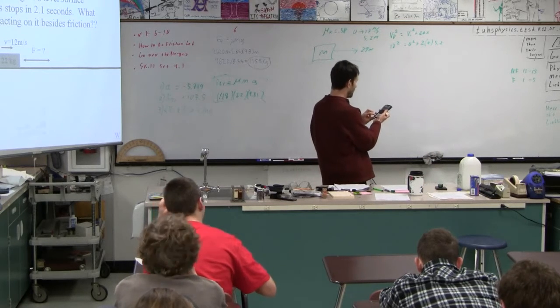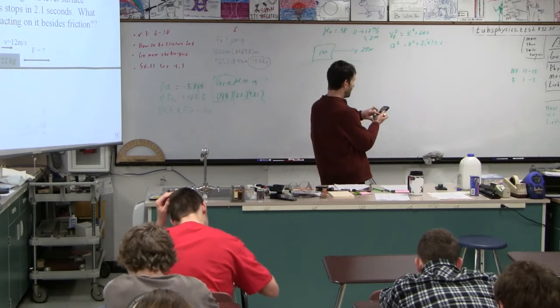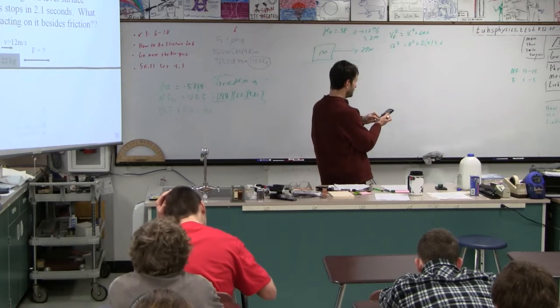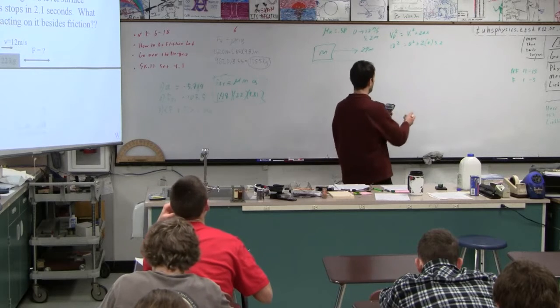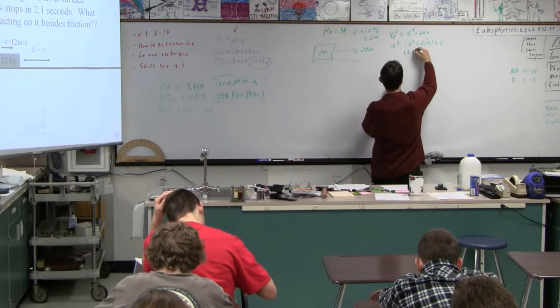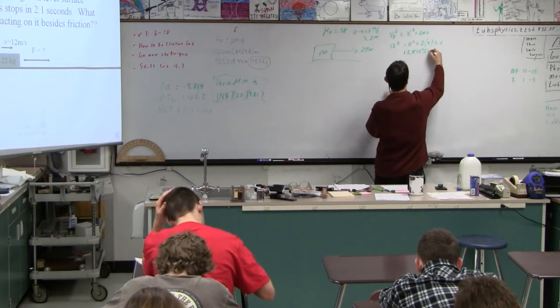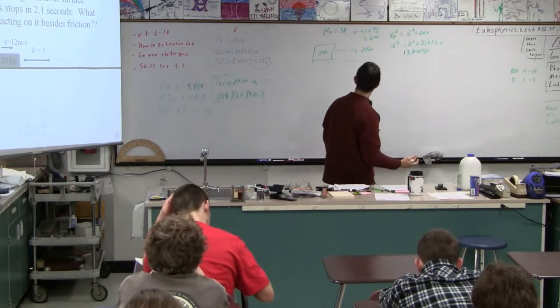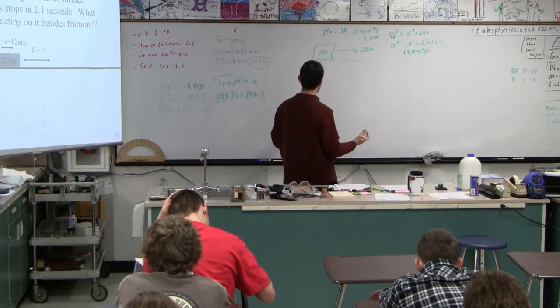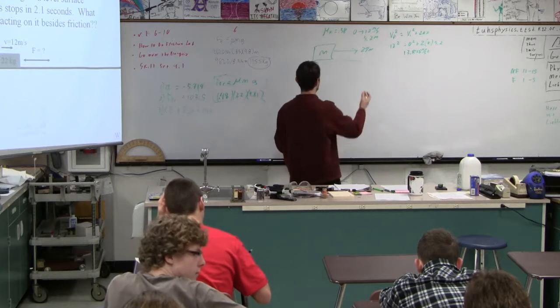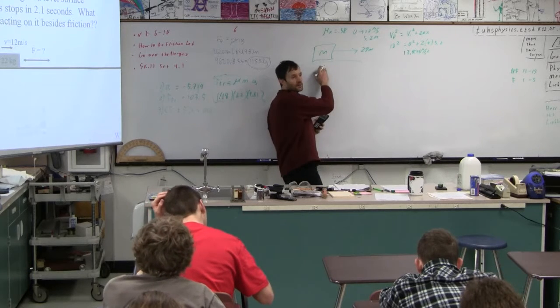Okay. So 12 squared divided by 2 divided by 5.2. I'm getting 13.846. Is that right? Yeah. Okay. So that's my acceleration. Okay. And then I think we need to, oh no, we can't calculate the friction, can we? Because we don't know the mass, do we?